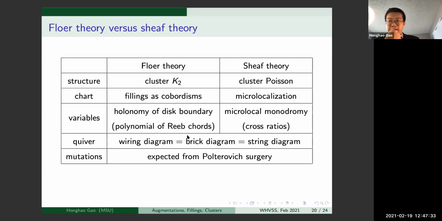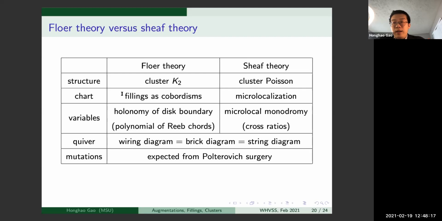So I put a table here summarizing some of the differences. If you come from Floer theory and look at the augmentation variety as we did here, you get the cluster K2. Whereas for some reason, when you start with sheaves, you always get cluster Poisson structure. And the interpretation of these structures is also slightly different. For the cluster chart on the Floer theoretical side, we just think about fillings as cobordisms, and the cluster variables are interpreted as holonomy of the boundary of disks. So in our case, it's explicitly described by polynomials of Reeb chords.